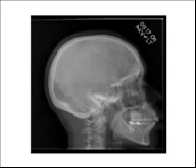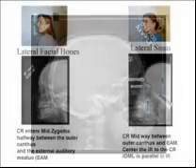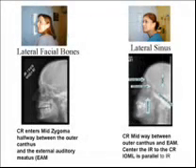The central ray enters 2 inches superior to the EAM for the lateral skull. For facial bones, the central ray enters mid-zygoma. For sinuses, the central ray enters between the outer canthus and EAM. For nasal bones, the central ray enters 1/2 inch inferior to the nasion with a 2-inch collimation.